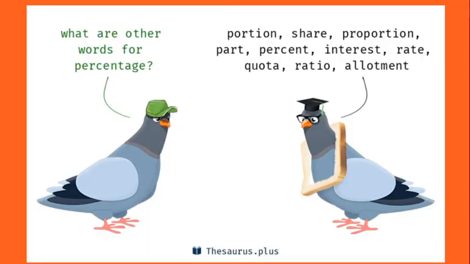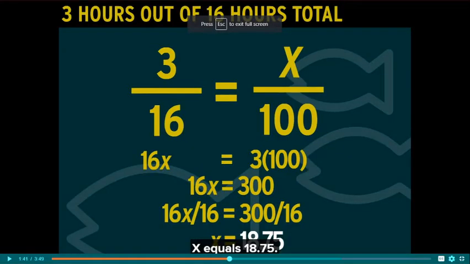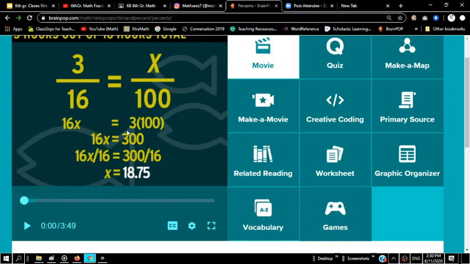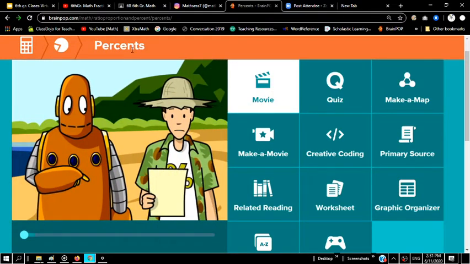Let's understand the word a little bit better. There's some synonyms for the word. We can say proportion, or part, or ratio, or share. There's lots of different ways that you can say that. We're not going to spend time in this video watching the BrainPop video that we watched in class, but there is a BrainPop video that deals with percent.